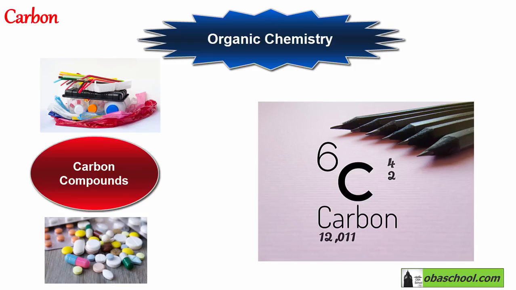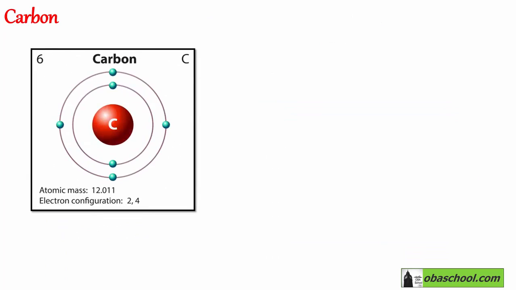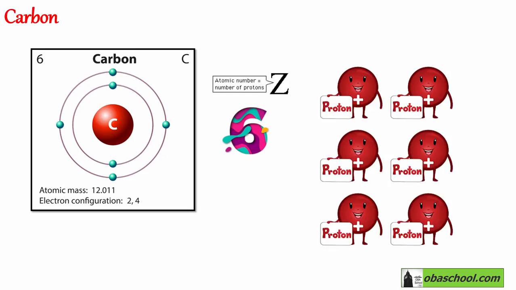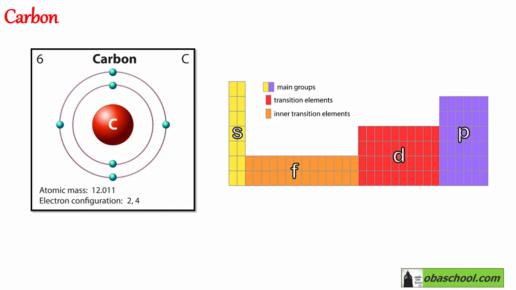So, what is special about carbon? This is a carbon atom. The atomic number of carbon is 6, which means that it has 6 protons inside the nucleus, and because it is a neutral atom, it will have 6 electrons. The electron configuration is 2, 4, which means that it has 2 electrons in the first energy level and 4 outer electrons. Carbon is a p-block element, and it is a nonmetal.